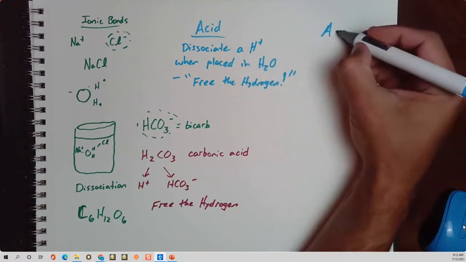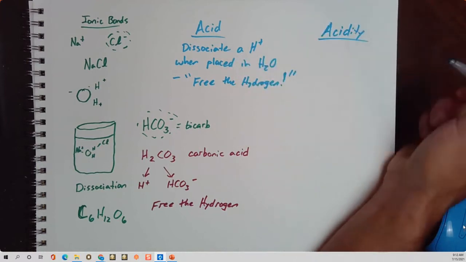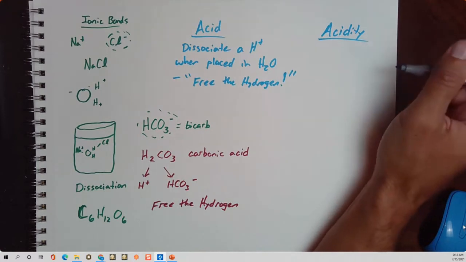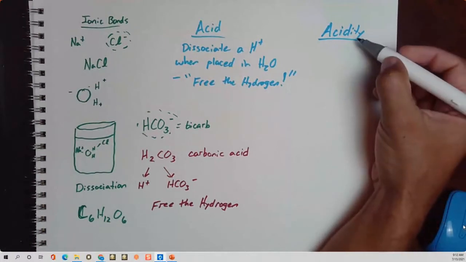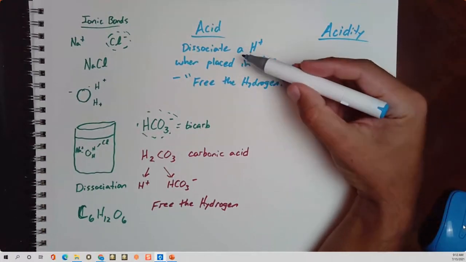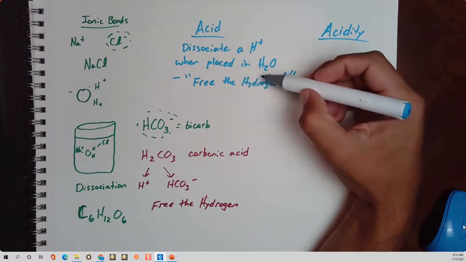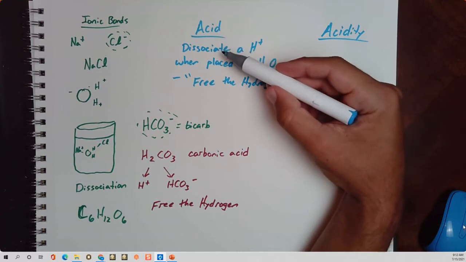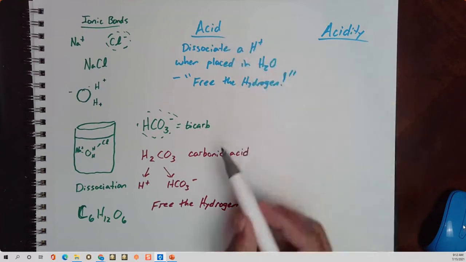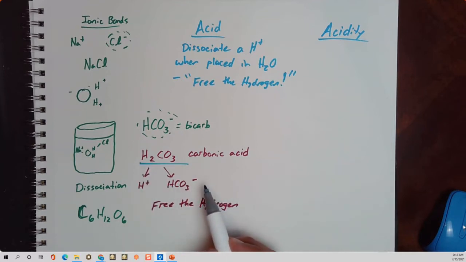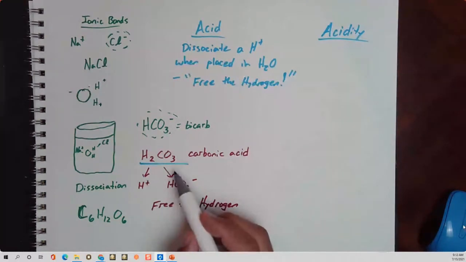So what's the difference between an acid and acidity? Students get this wrong all the time. It's a pretty simple idea once you understand that an acid is a molecule that will dissociate a hydrogen when placed in water, but it doesn't mean that that acid has dissociated the hydrogen yet. This is the acid. What is acidity? Acidity is the water.